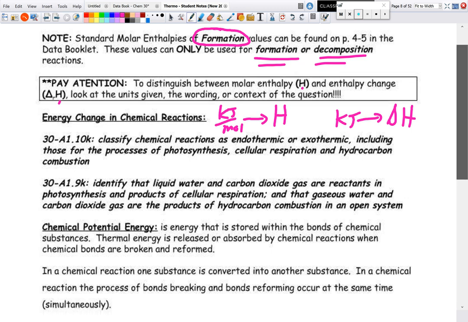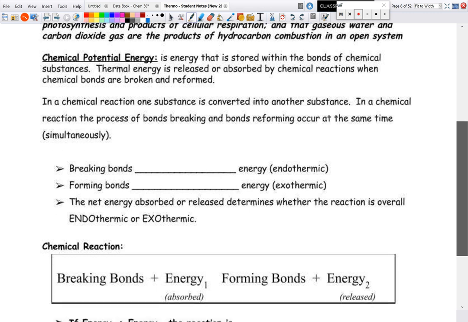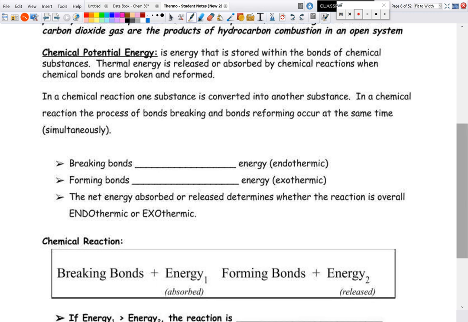Now, how does this relate to reactions? So, we're going to be looking at chemical potential energy. Now, as we already stated, this is the energy stored within the bonds of chemical substances. And thermal energy is going to be released or absorbed when a chemical reaction occurs. All chemical reactions. Sometimes it's hard to detect if it's happening or not, but it does happen.